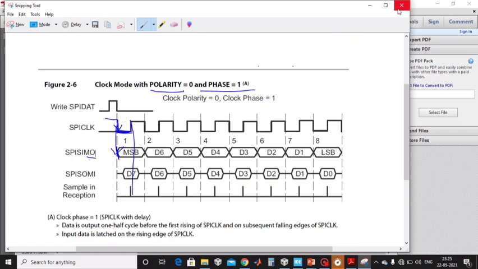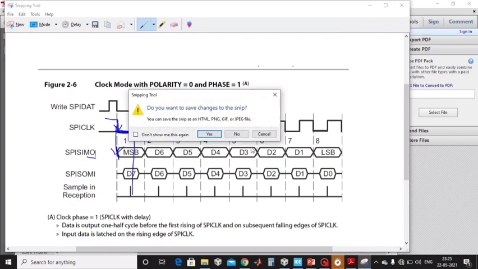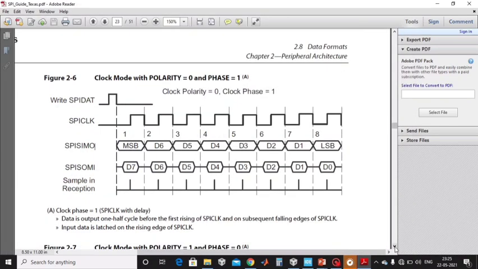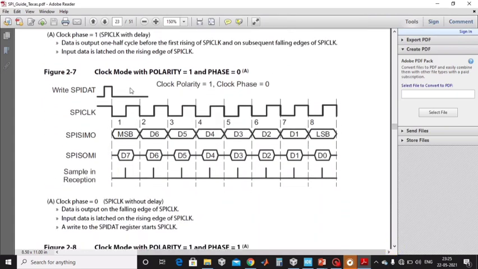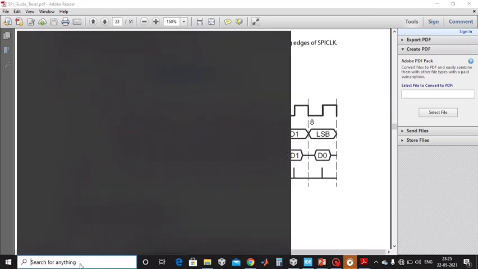Now we will see SPI mode 2. This is SPI mode 2, in which the clock polarity is 1 and clock phase is 0.